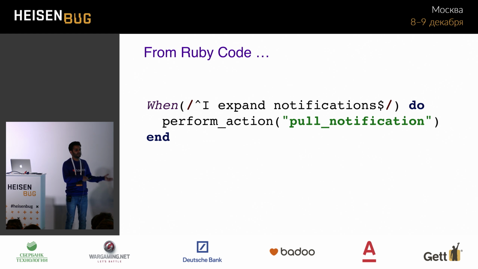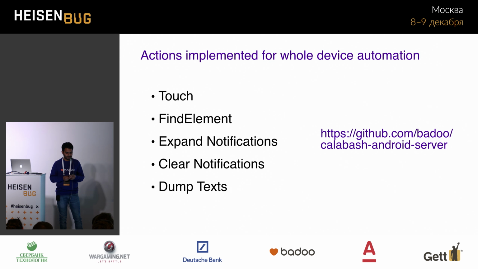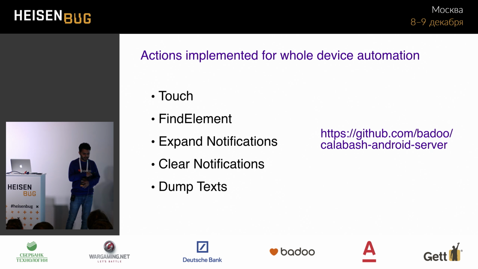It's very simple. Now, the example I gave about pull notification was very simple. It's just one API call, UI device open notification does it. There are complex actions like touch and multi-touch gestures, which we can implement using UiAutomator2 for driving the whole device. So with this, we have broken a very big limitation of Calabash-Android. So far, we have implemented actions like find element, touch, expand notification, clear notification bar, dump text. So now we have the power of cross-app UI testing and also the backdoors. And we have tremendous power then.